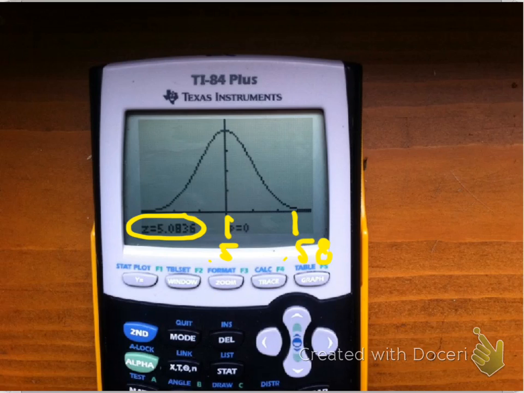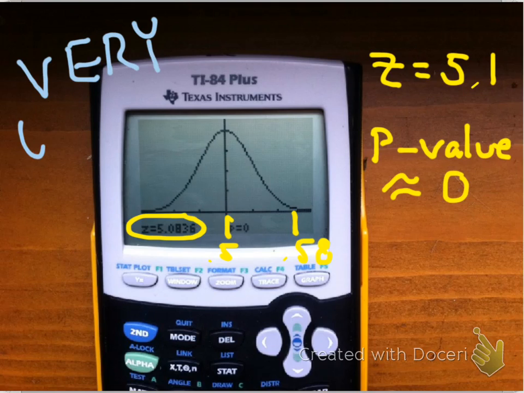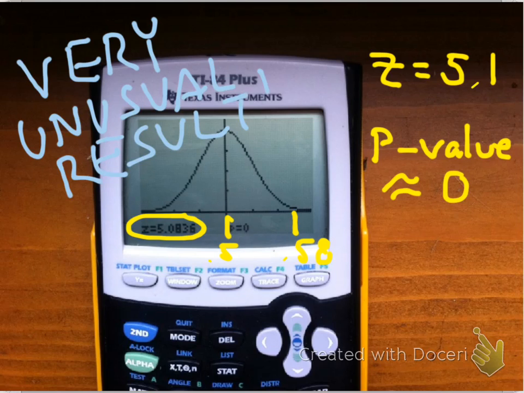But we do want to pay attention to that z test statistic, which is 5.08. And we also want to make note of the p-value, which here is not exactly 0, but it's essentially 0. 5 standard deviations is really far out there. So we can say with pretty much good confidence that the p-value is essentially 0 here. And this would indicate to us that we have a very unusual result. Getting a result of 58% when we should expect 50% is a very unusual result and is going to cause us to reject the null hypothesis.